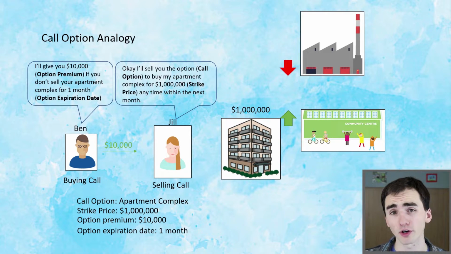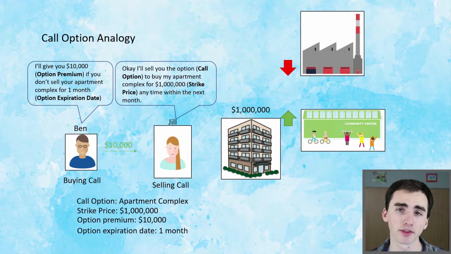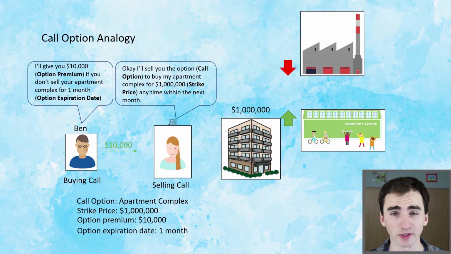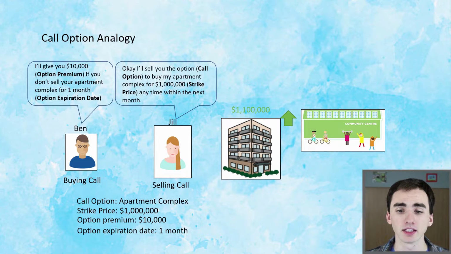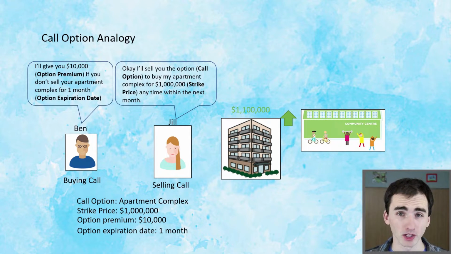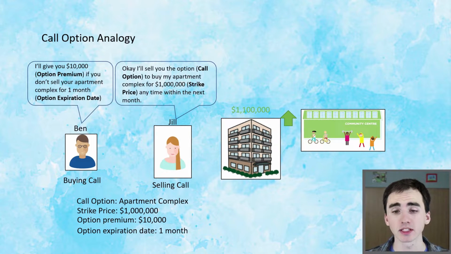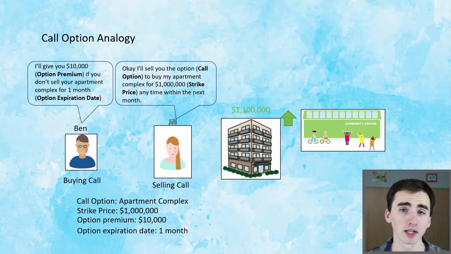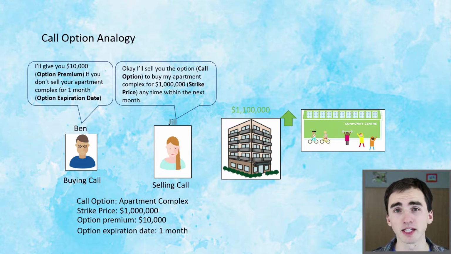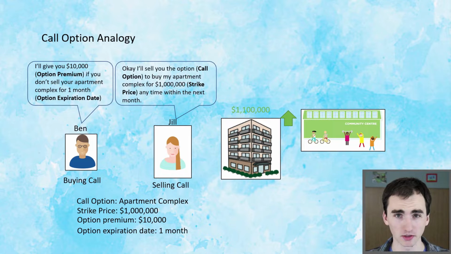Now there are those two scenarios that can happen during this month that Ben is waiting for his money. Let's say scenario number 1 happens and the community center decides to get built and increases the value of the apartment complex to 1.1 million. Now Ben already has that contract to buy it at $1 million. So when he gets that money, he could buy the apartment complex at $1 million instead of the actual value of $1.1 million. So right away, he would have profited money from purchasing that apartment complex at a lower value.